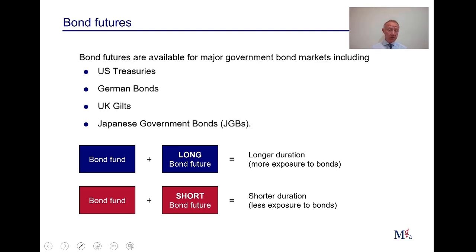We can also use these futures contracts to hedge. Let's say, for example, that we think bond prices might be falling. We're going to see the value of our bond fund fall. Well, by going short a bond future, we can help hedge that happening. As bond prices fall, we lose money on the bonds, but we will be receiving cash on the bond future to compensate us for those falls. We have less exposure to the bond market, and we might say we have a shorter duration.